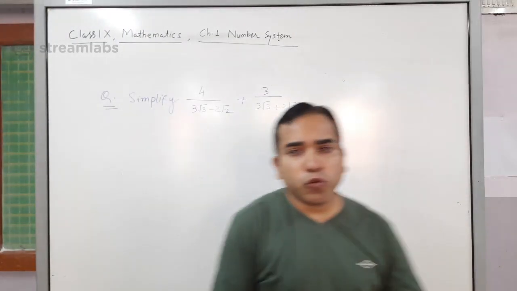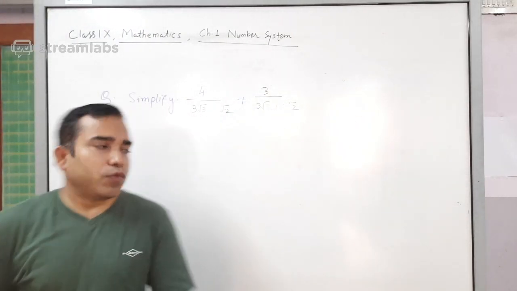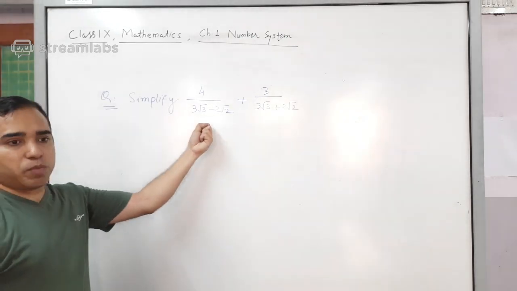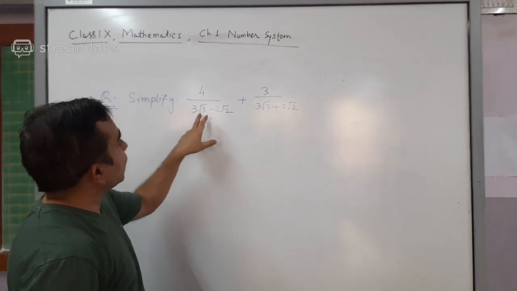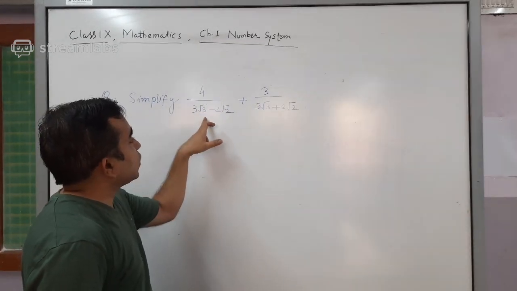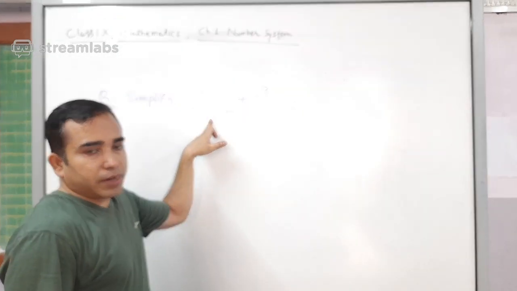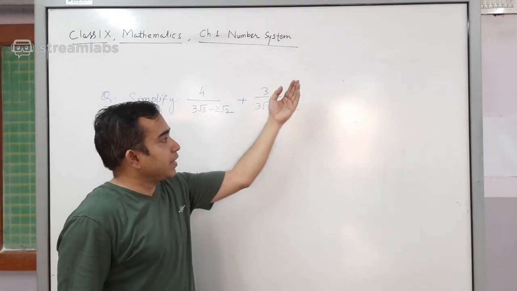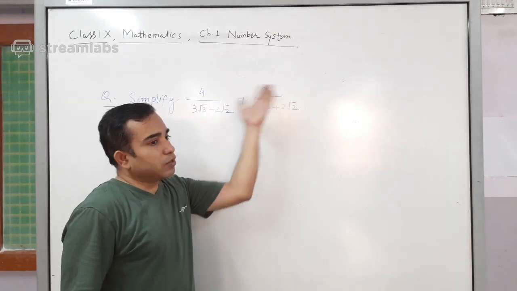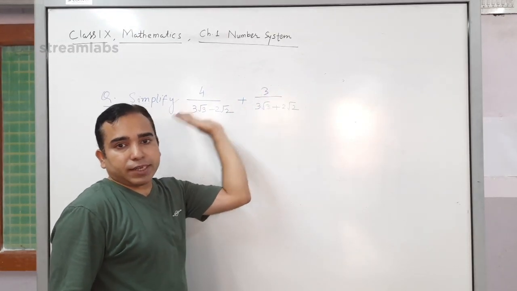Right. It may have two ways of simplifying. First you simplify the first term. How to simplify? By rationalizing the denominator. How to rationalize the denominator? By multiplying up and down with 3 root 3 plus 2 root 2. Right. It will become rationalized. Simple. Then similarly the second term you can simplify by multiplying 3 root 3 minus 2 root 2 up and down. And then those two terms you can add or subtract and simplify.